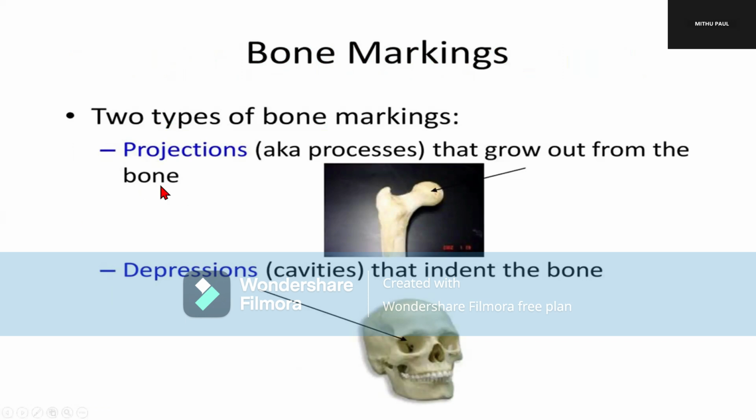The bony markings are mainly of two types. One is known as projections, that grow out from the bone. From the bone surface, some bony elevations are created. And there are some depressions; depending on their shape and location, their names are variable, but mainly they are depressions. They are known as cavities, sulcus, fissures, and so on.